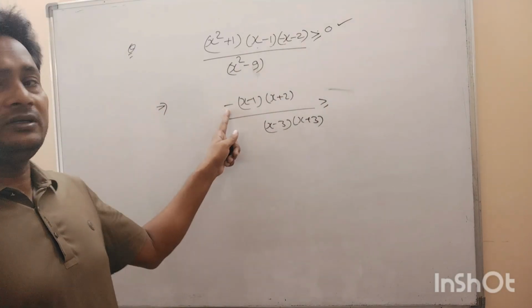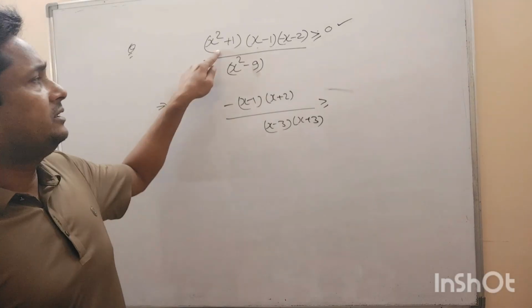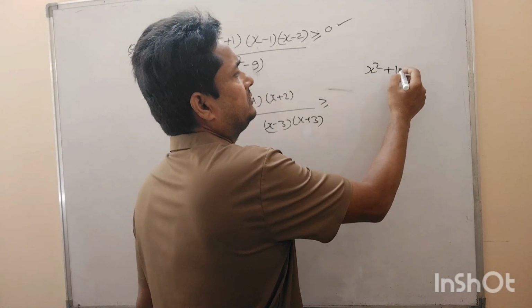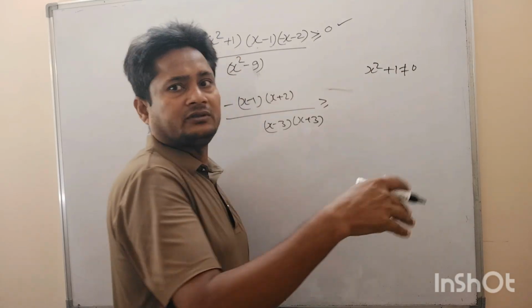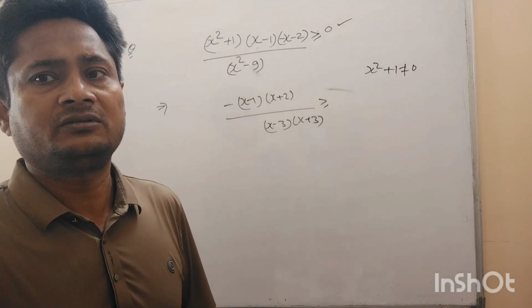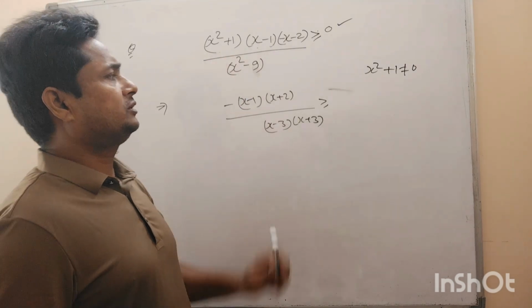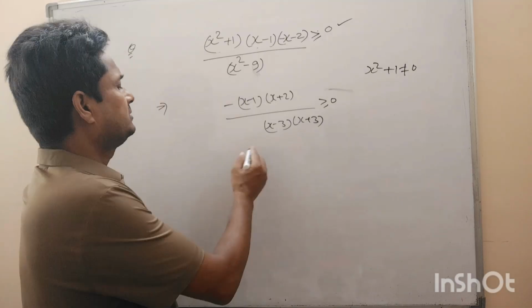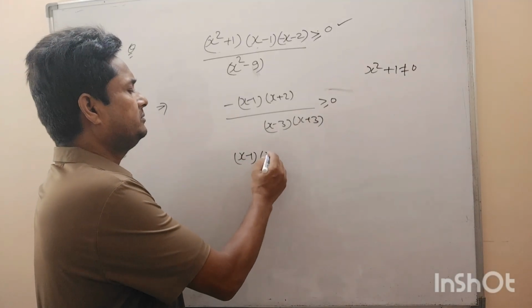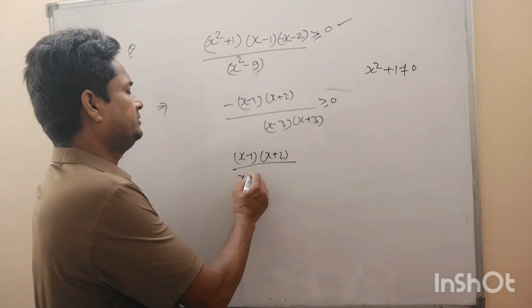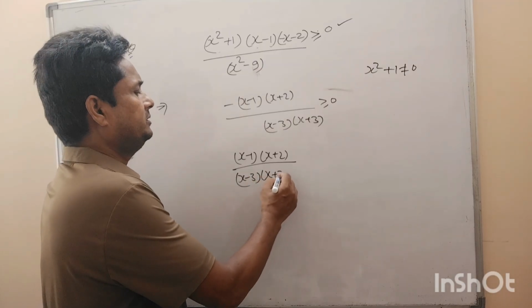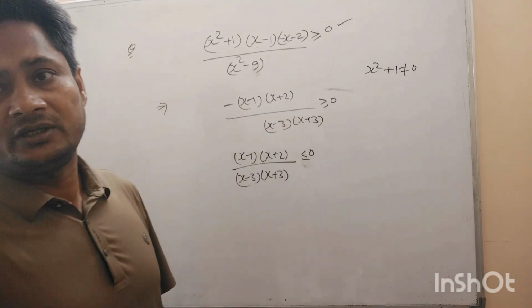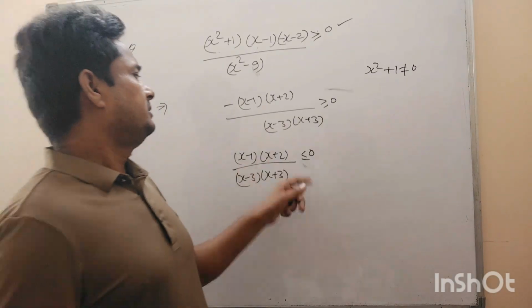Take the minus sign from here, you can write this one. Leave that expression because x square plus 1 cannot be 0. It will never give real roots, so you can leave that expression. Now multiply by the minus sign on both sides. So it will be x minus 1 into x plus 2, divided by x minus 3 into x plus 3, less than or equal to 0. If you multiply both sides by the minus sign, it will be less than or equal to 0.